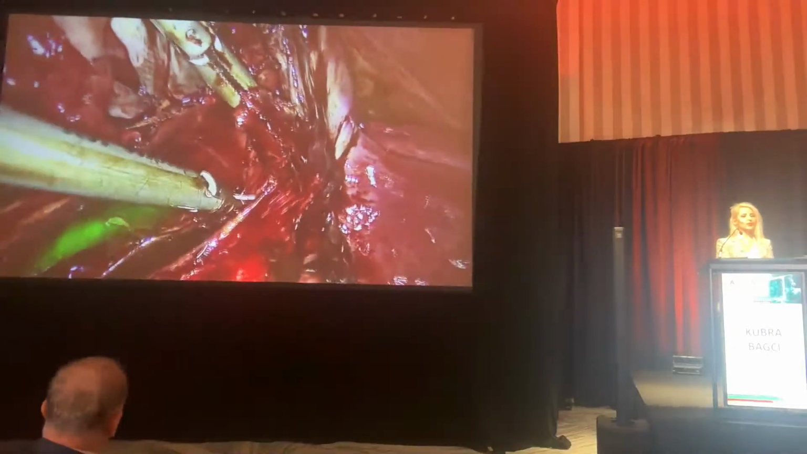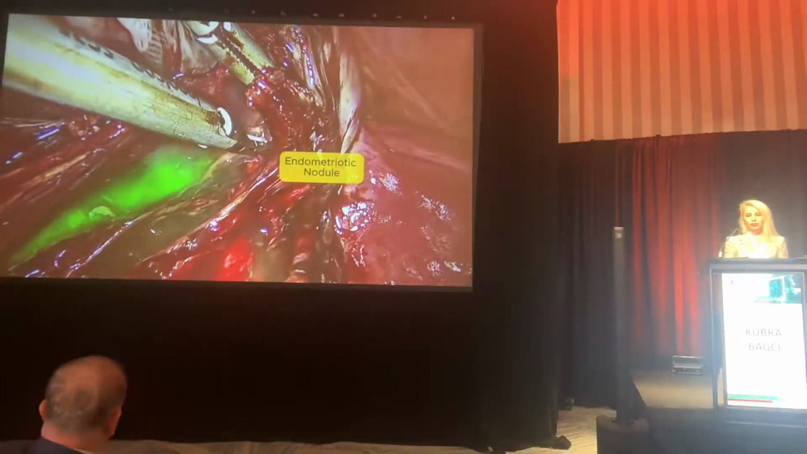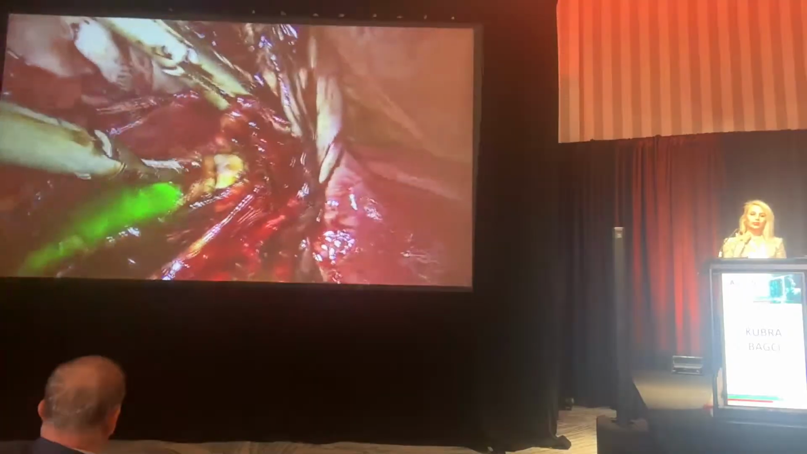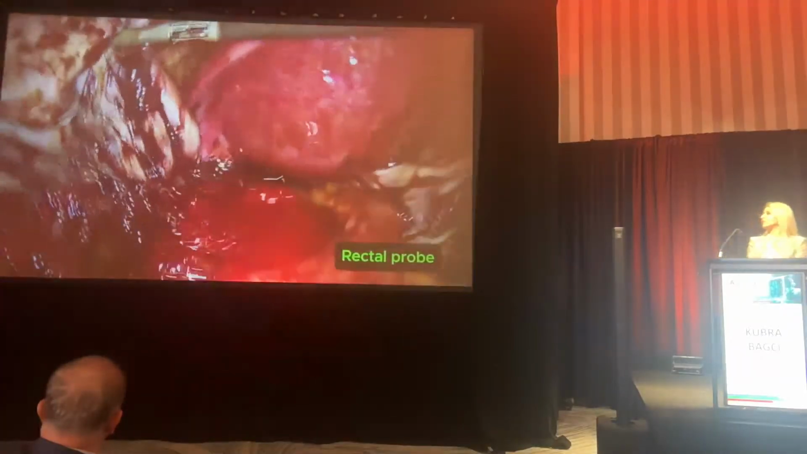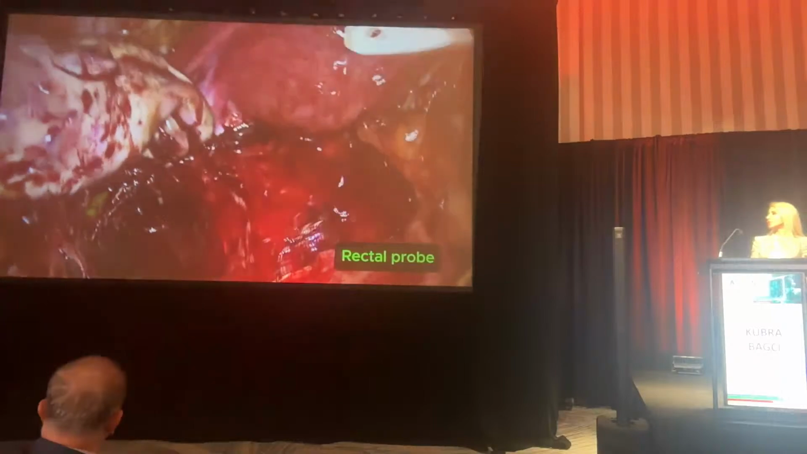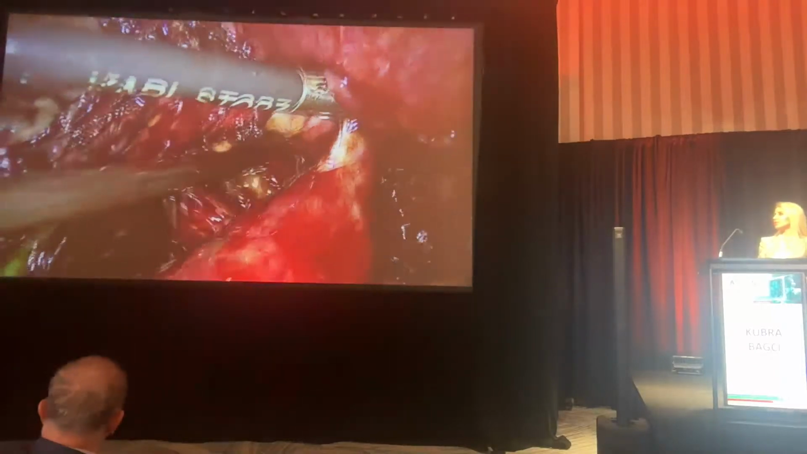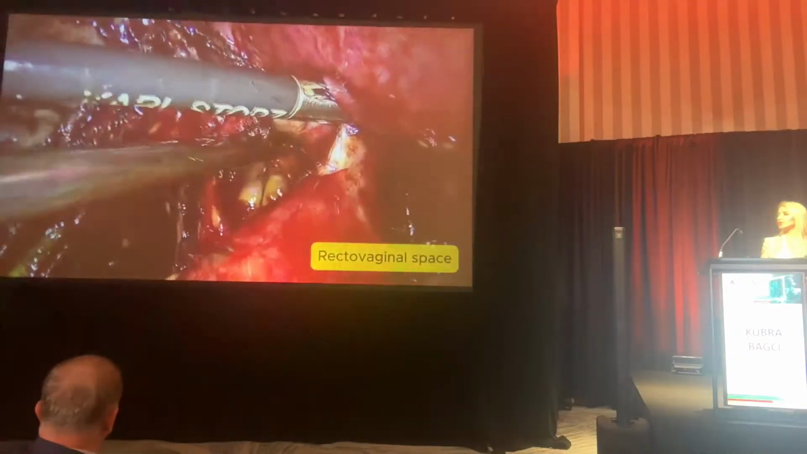The left ureter was safely dissected under ICG fluorescence imaging. An endometriotic nodule was identified over the ureter. Before excision of the nodule, a rectal probe was inserted to better delineate the rectal borders and ensure a safe dissection plane. Safe dissection of the rectovaginal space was achieved.